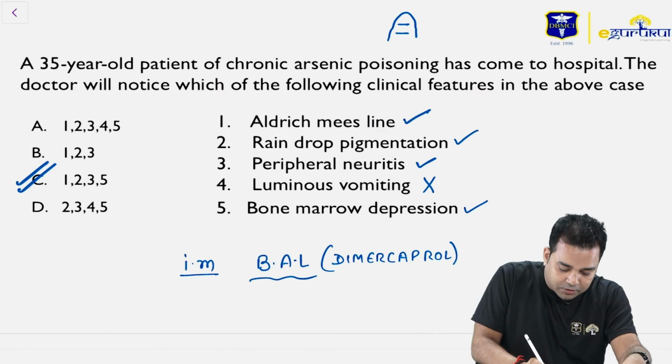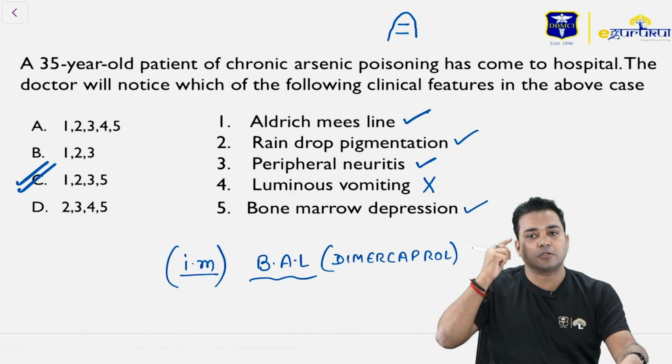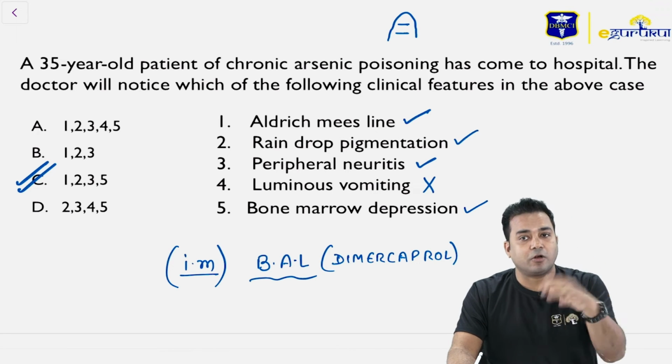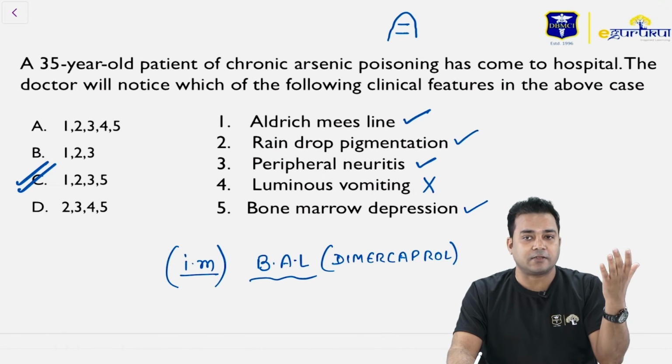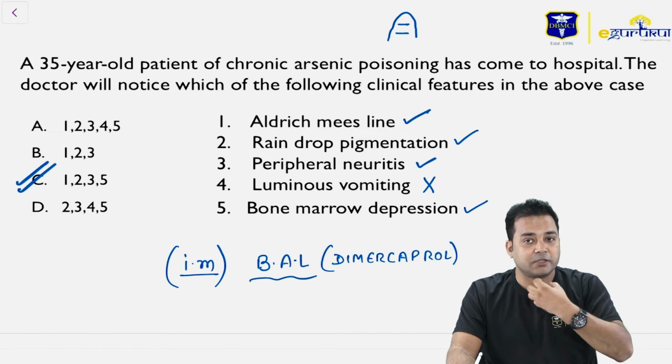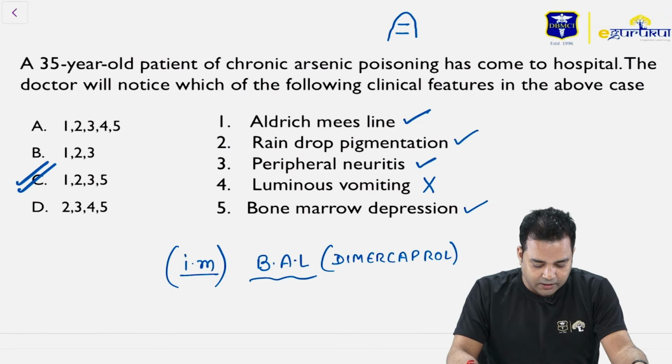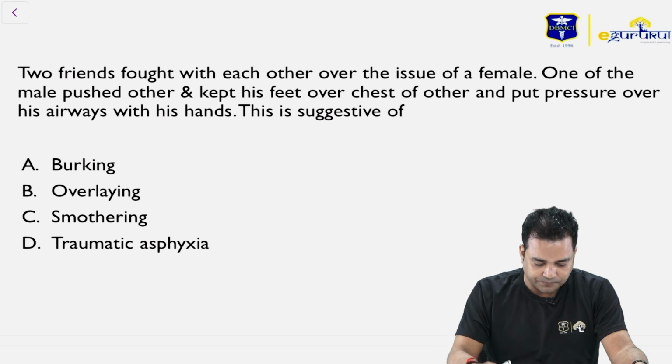What is the route of administration? Always intramuscular. Why? Because British anti-lewisite comes in fatty acid oil. If you give it through the IV route, fat embolism will occur and the person will die in the next 2 to 3 days. We don't want the patient to die. We want the patient to be treated. That is why we give intramuscular BAL injections. Now answer this one.